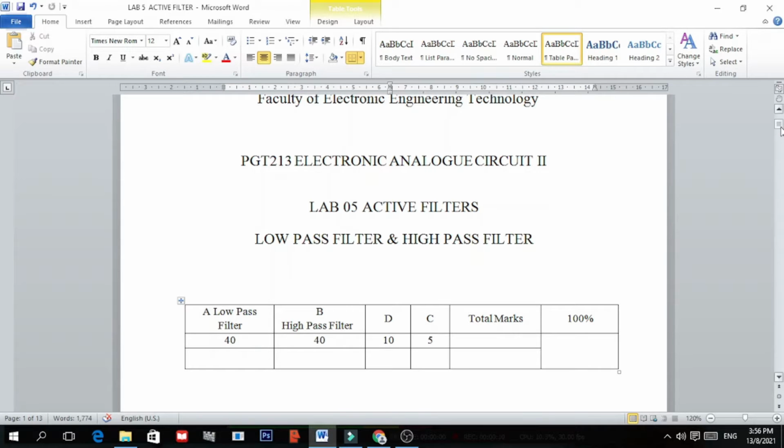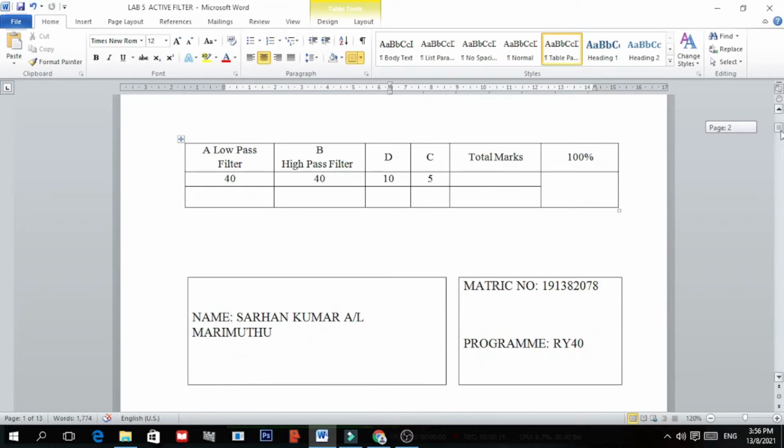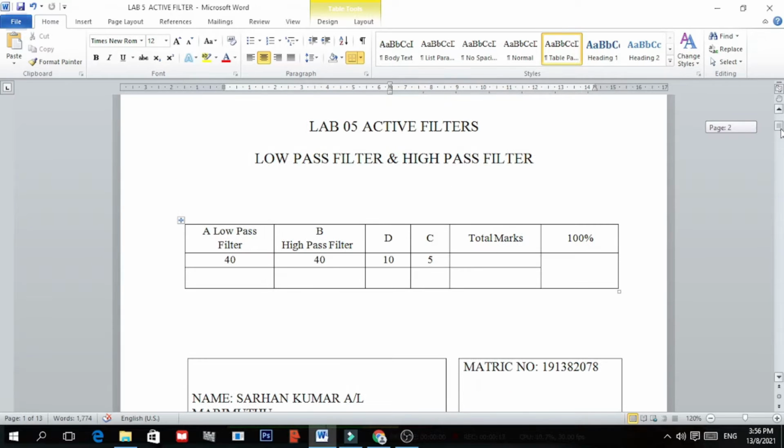Today I'm going to give an explanation on electronic analog circuit F5, active filter, and it is based on low pass filter and also high pass filter.